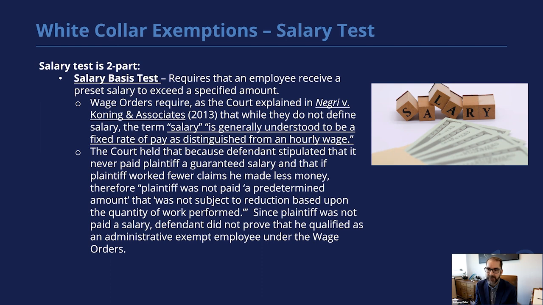Now, the court held that because defendant stipulated that it didn't pay the plaintiff a regular guaranteed salary and it was based on the hour, and if the employee worked fewer claims, he made less money, therefore, plaintiff was not paid a predetermined amount that was not subject to reduction based on the quantity of work performed. Therefore, the court held that since the plaintiff was not paid a salary, defendant did not prove that he qualifies as an administrative exempt employee under the wage orders and was owed overtime.